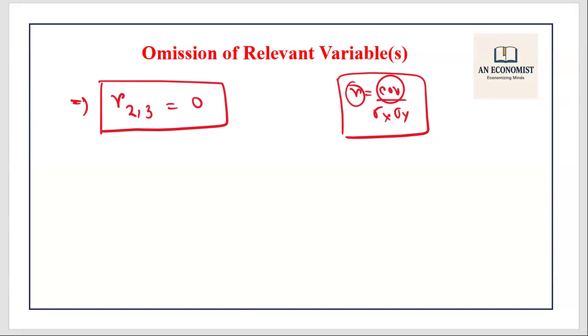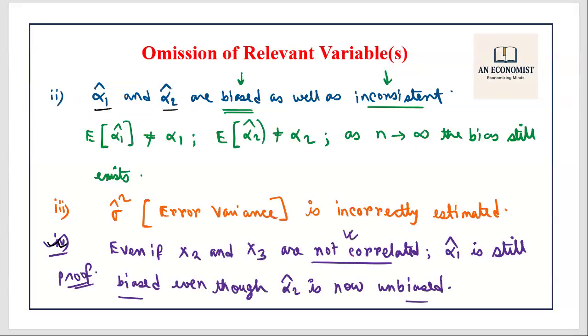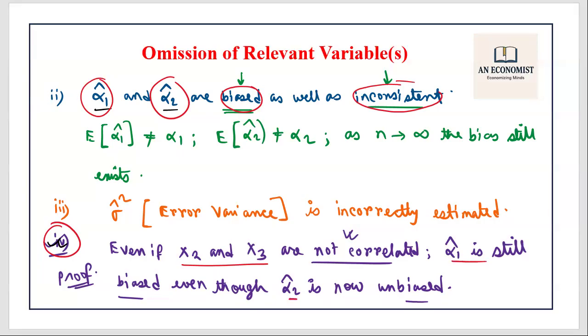See the statement that we have given previously. Let me go back to the statement. Alpha 1 cap and alpha 2 cap are in general biased, and in general they will be inconsistent. This we have proved. But in the fourth consequence, we said that even if x2 and x3 are not correlated, alpha 1 cap is still biased, but alpha 2 cap is now becoming unbiased. That is what we have proved.